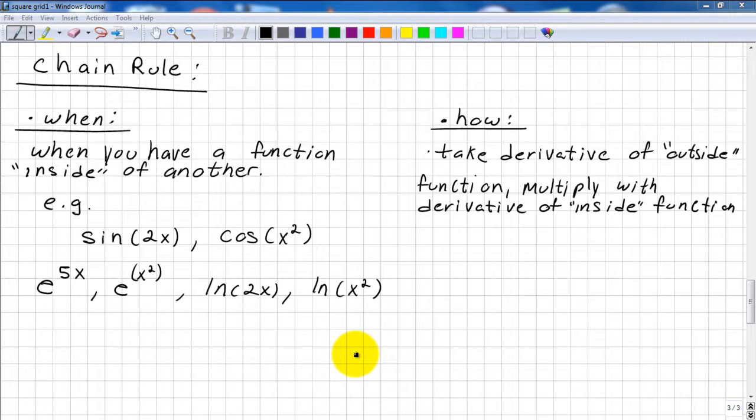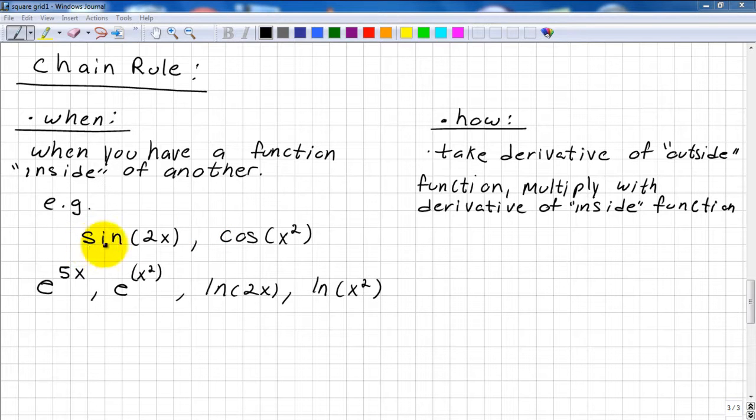Let's take a look at the chain rule. So when do you use the chain rule derivative? Whenever you have a function inside of another function, that's when you use the chain rule. Let me give you some examples to show you what I mean by inside functions.